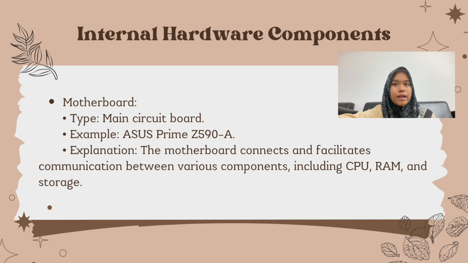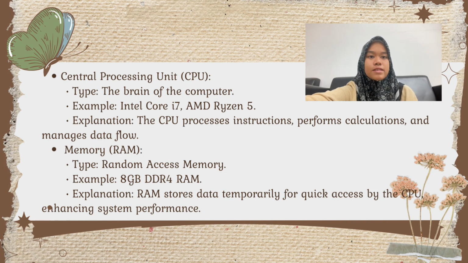First is the motherboard, the main circuit board, for example ASUS Prime Z590-A. The motherboard connects and facilitates communication between various components including the CPU, RAM and storage. Second is the Central Processing Unit, CPU, the brain of the computer, for example Intel Core i7, AMD Ryzen 5. The CPU processes instructions, performs calculations and manages data flow.